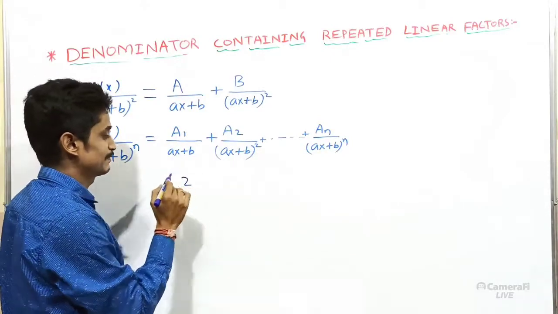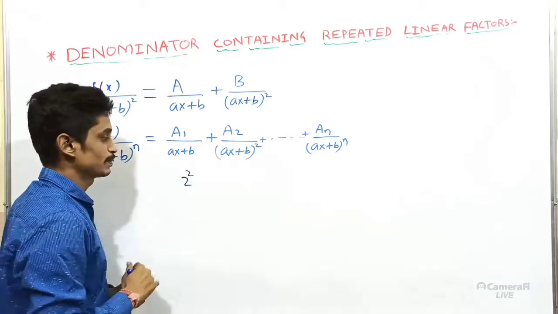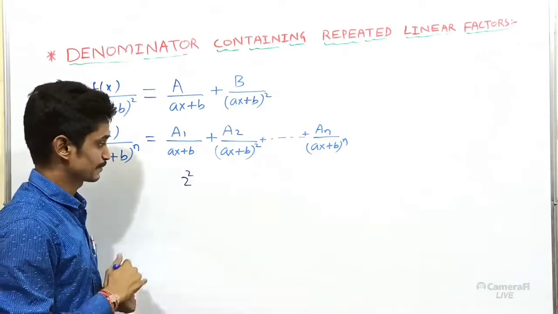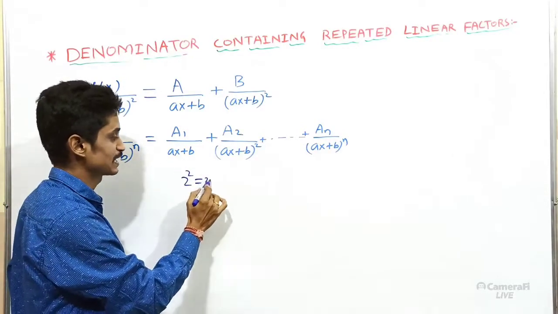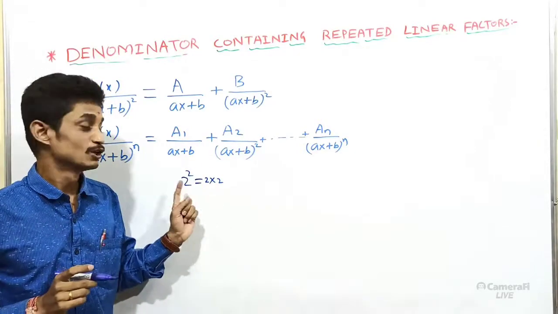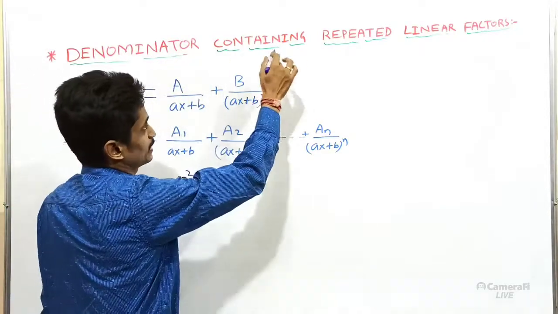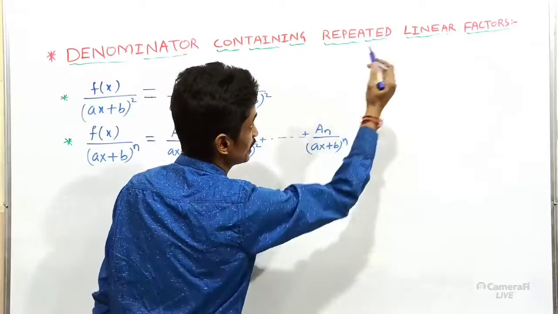For example, I will take a single digit number. When I write power 2, it will be 2 square. It means we write 2 into 2. What does 2 into 2 mean? 2 is repeated 2 times. Denominator containing repeated linear factor.